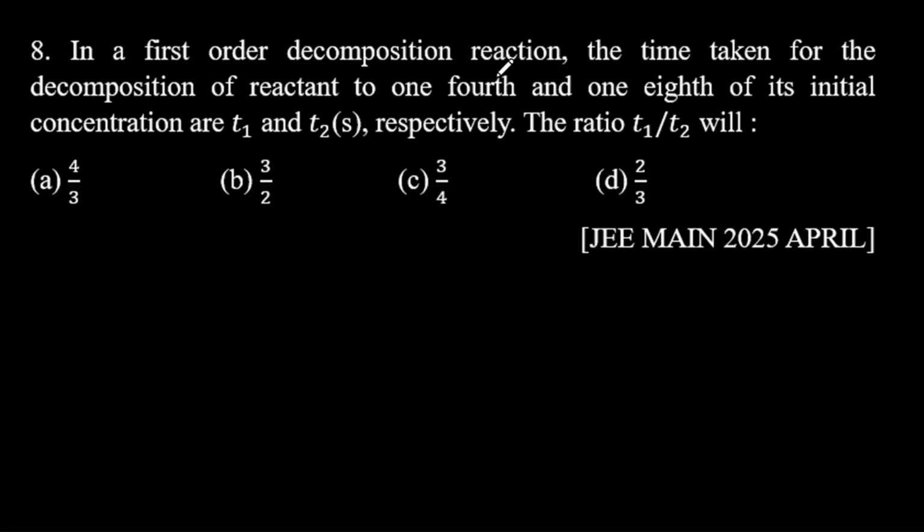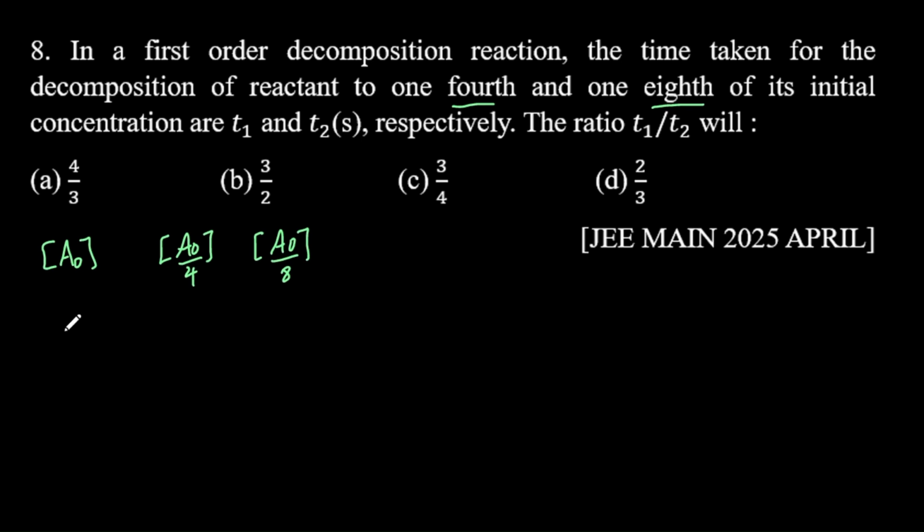In a first order decomposition reaction, the time taken for the decomposition of reactant to 1/4 and 1/8 of its initial concentration are T1 and T2 respectively. The ratio of T1 by T2 will be, so here the ratio is given. So let us assume the initial concentration of the reactant is A naught, and 1/4 of the initial concentration is A naught by 4. Then 1/8 of the initial concentration is A naught by 8.